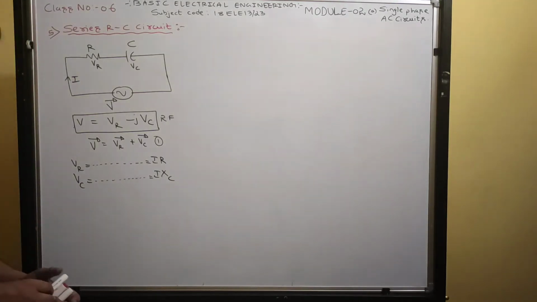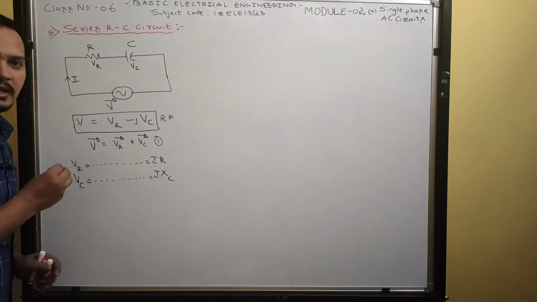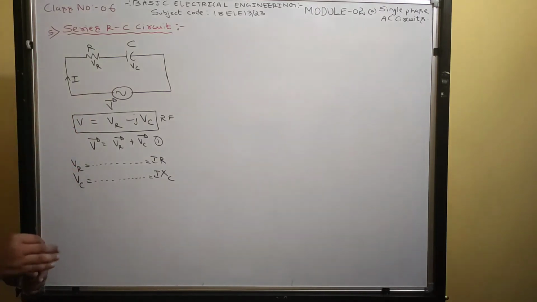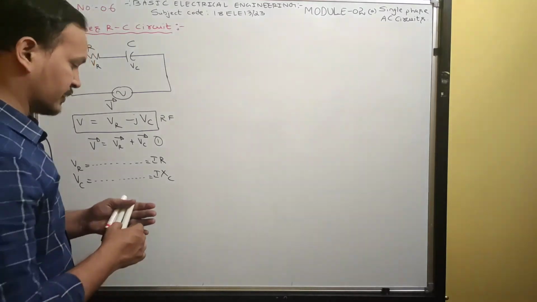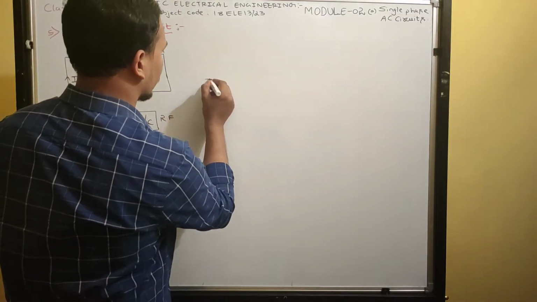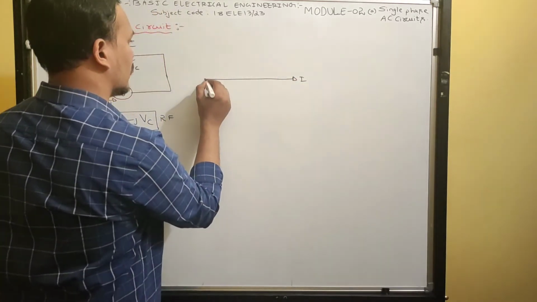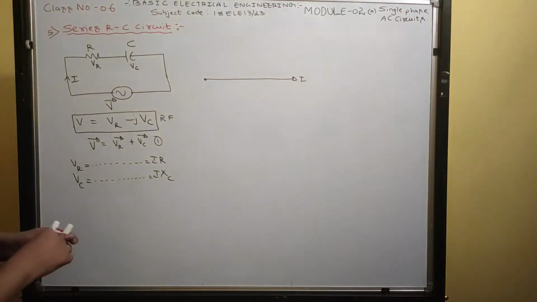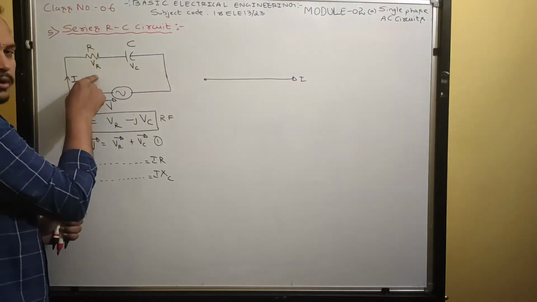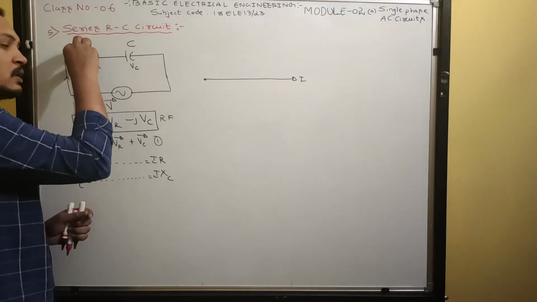Now draw the phasor diagram. What is the reference? What type of circuit is it? Series circuit. For a series circuit, take current as reference. So I am going to take current as the reference. Now determine the other voltage drops. Current into resistance gives the voltage drop across the resistor. Now think of only a resistive circuit.